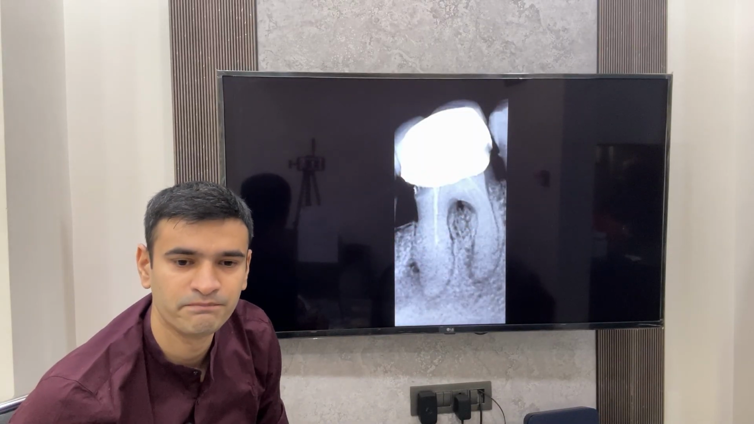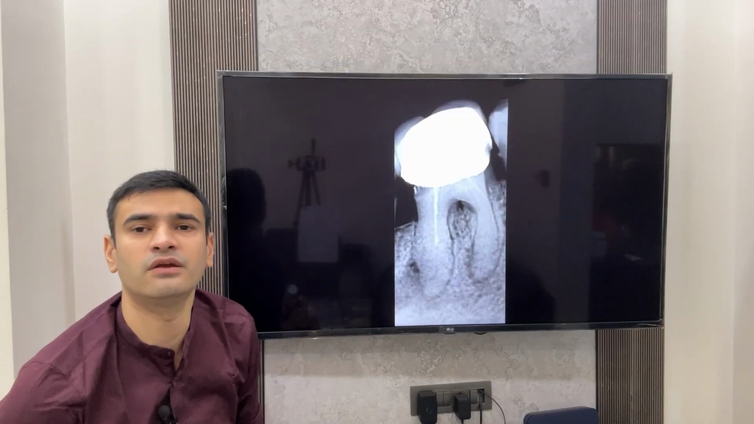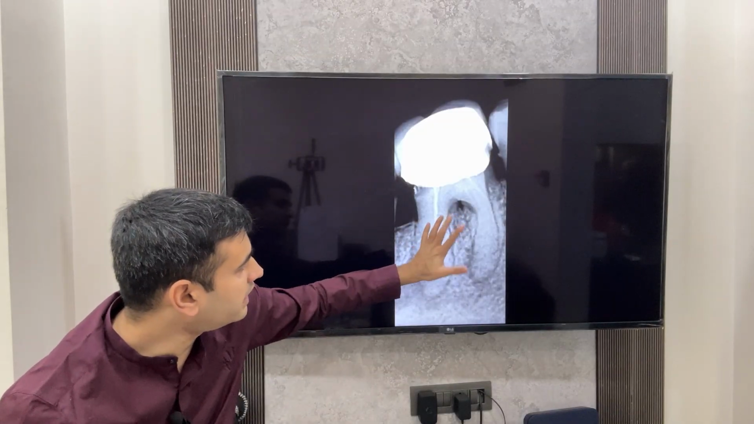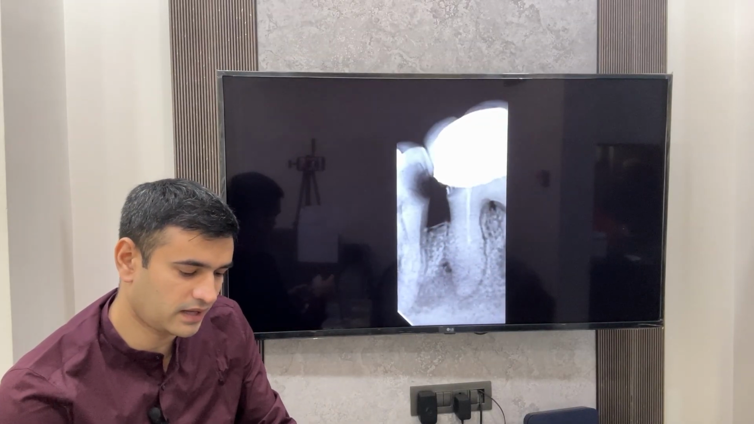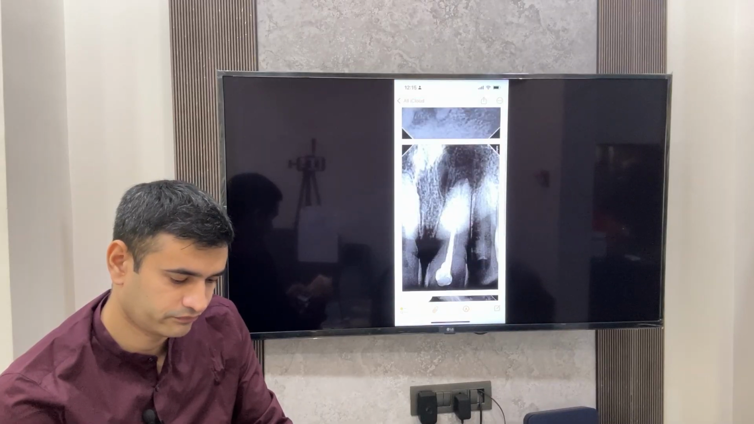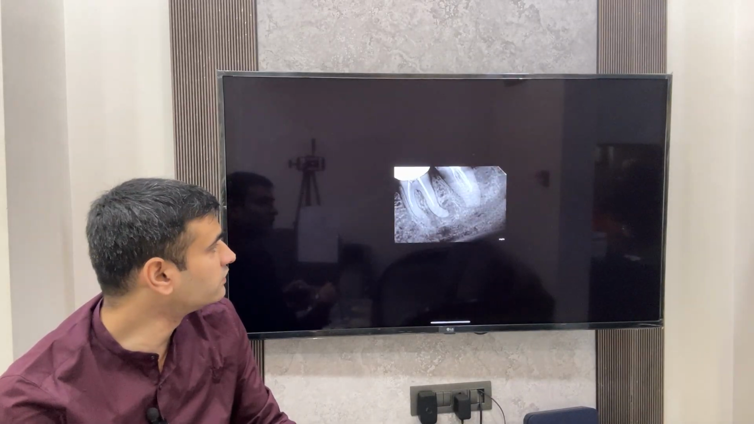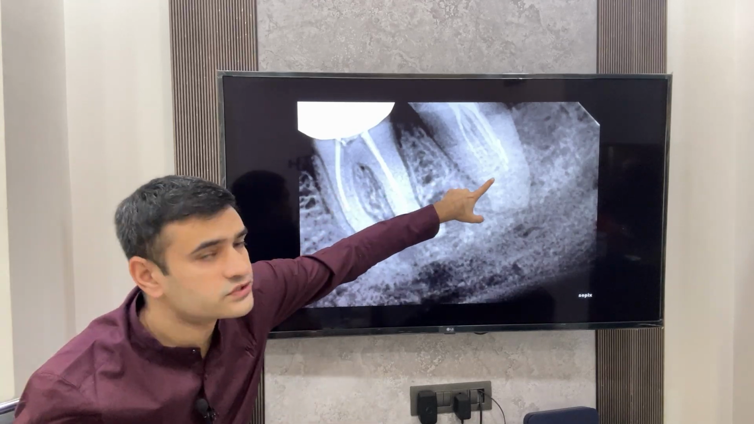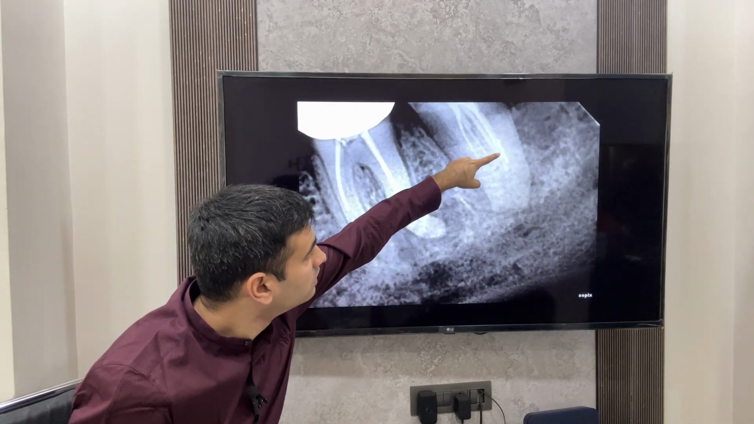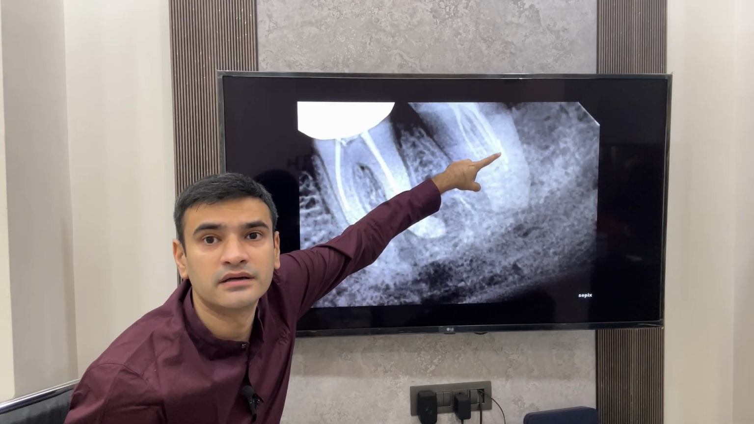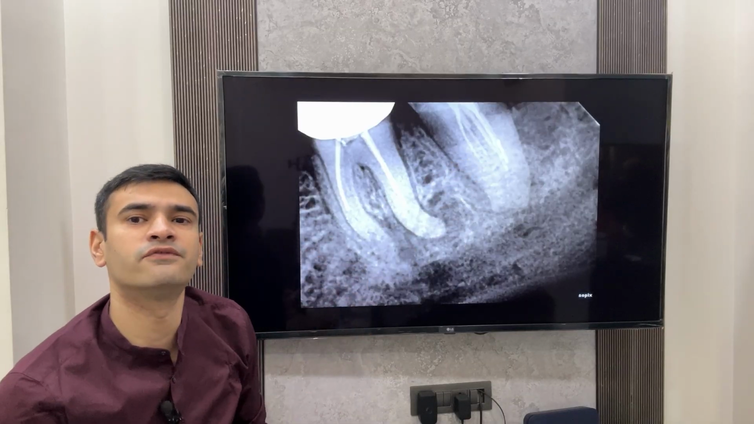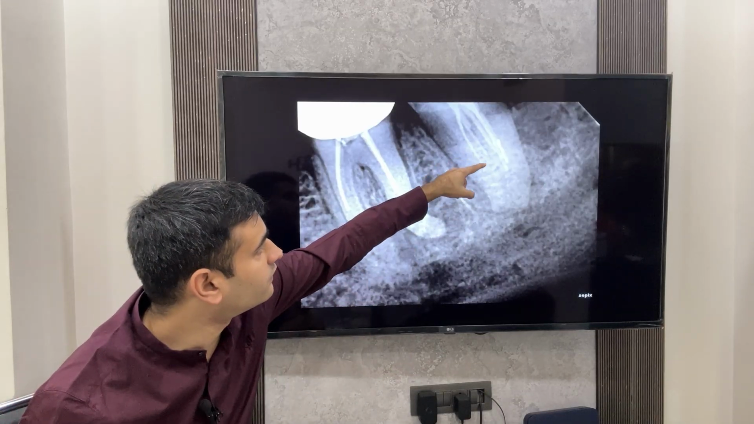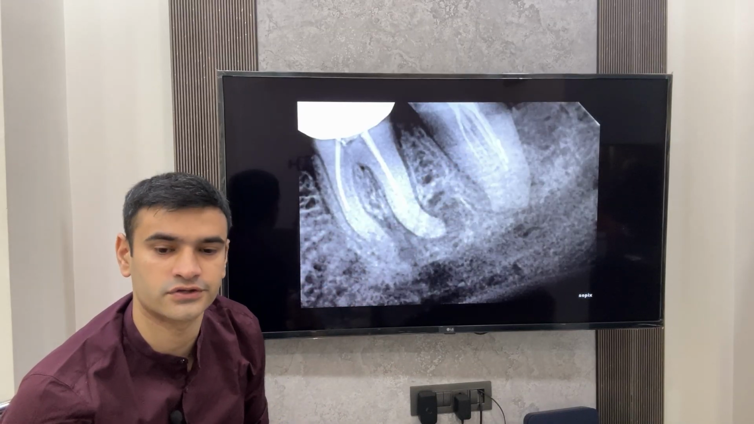The second or third thing you can see is whether there is any broken instrument here. For example, let me show you another case here. Now look at this X-ray. In this tooth, there is a broken instrument right here. So this is another piece of information you can get, and this will further complicate the treatment for us.